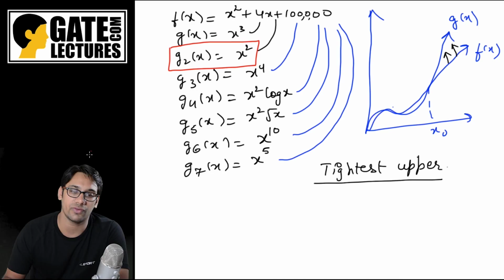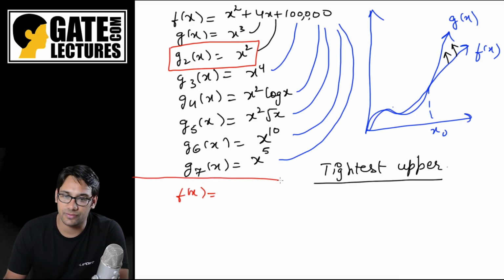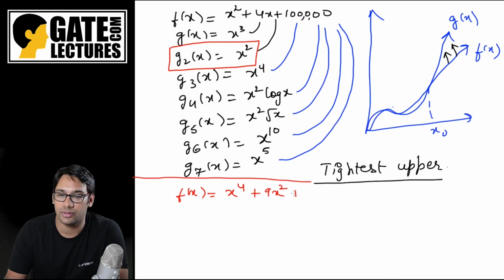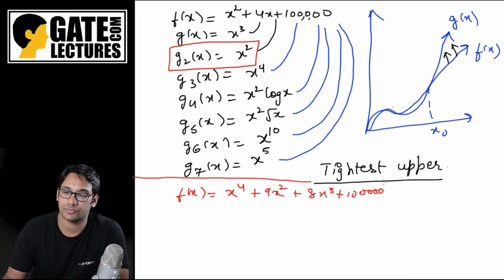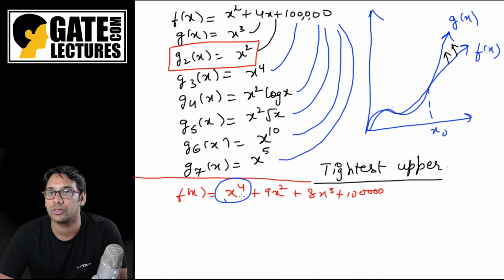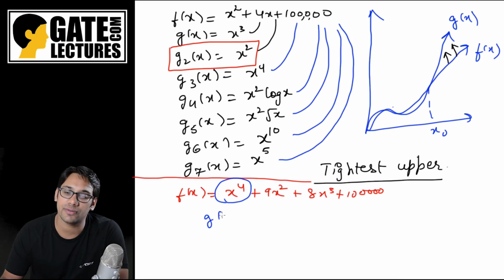Now for example, if you are having some other function, maybe f(x) as x raised to power 4 plus 9x square plus, assume it is 8x cube plus 1 lakh. So what will be the tightest upper bound in this case? The tightest upper bound is given by the highest power, which is x raised to power 4. So if you are having g(x) as x raised to power 4, then we can say that this is the tightest upper bound for this above function.